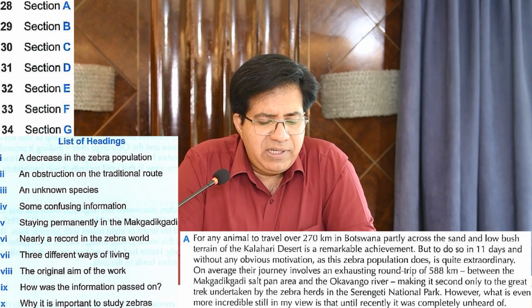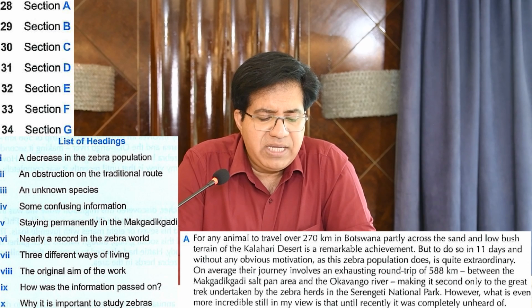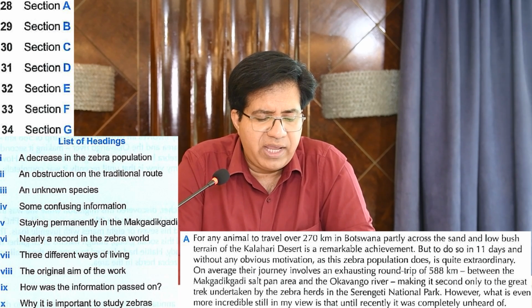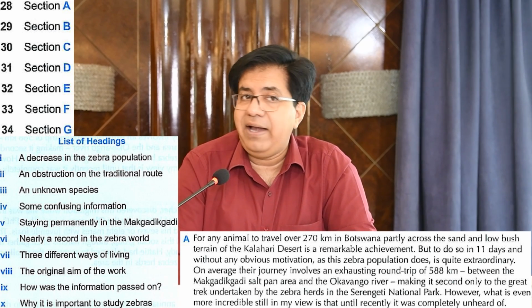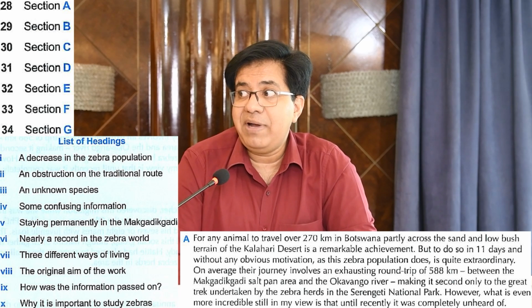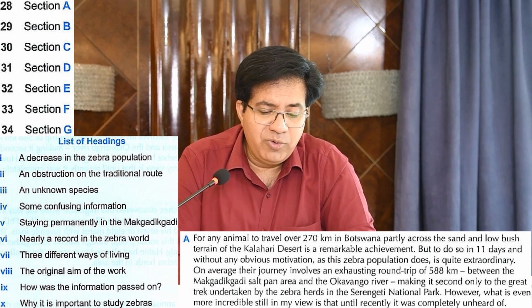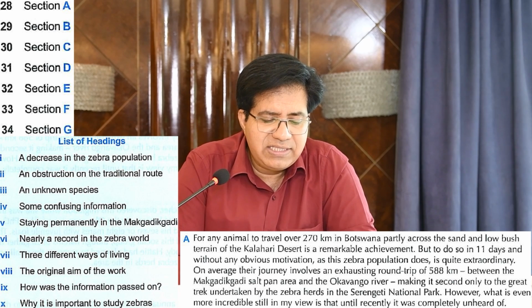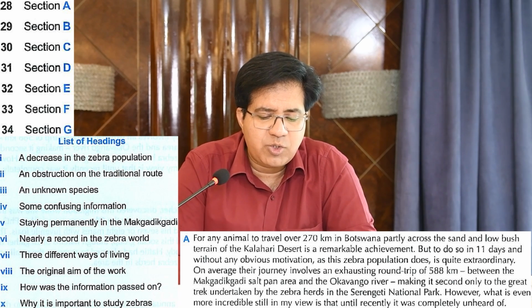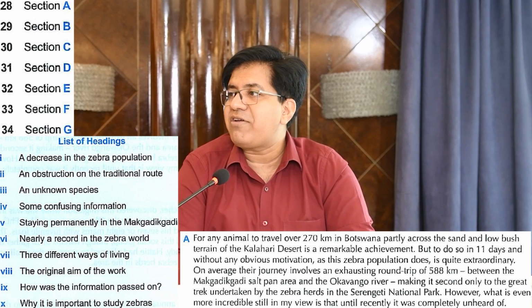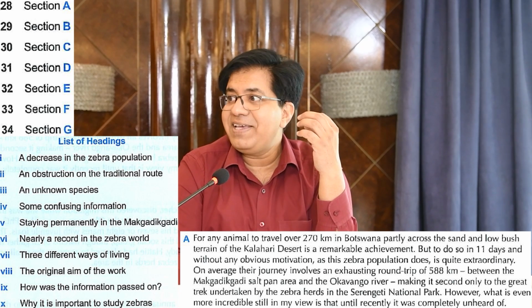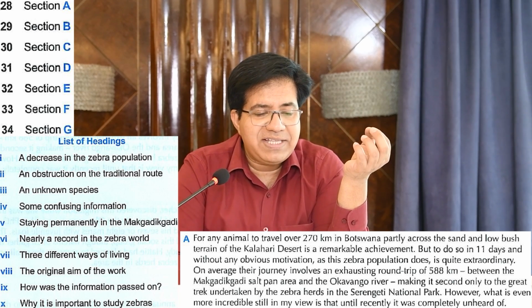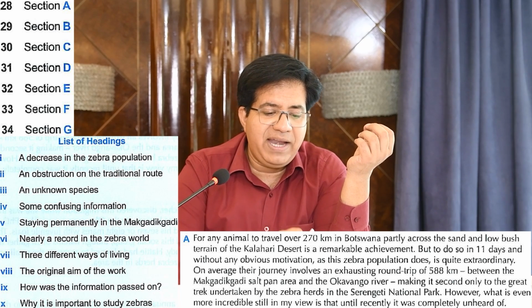For any animal to travel over 270 kilometers in Botswana, partly across the sand and low bush terrain of Kalahari Desert is a remarkable achievement. Remarkable achievement, keep that in mind. But to do so in 11 days and without any obvious motivation, as this zebra population does, is quite extraordinary. Something is extraordinary. Something is remarkable achievement. What is that?